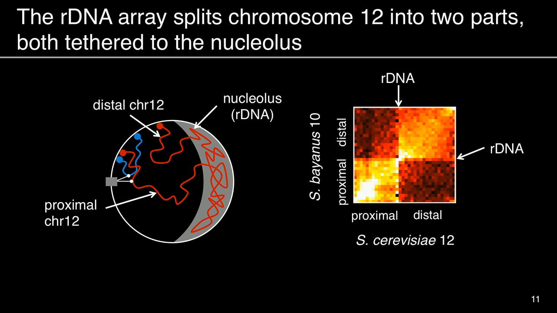So in cerevisiae, the rDNA array exists as a single region about a megabase long with 150 or so copies of the rDNA. And this is all packaged at the nucleolus at one end of the nucleus. Because this is roughly the size of the rest of the chromosome, it basically splits the rest of the chromosome into two halves: the proximal half, which contains the centromere, and the distal half, which does not.